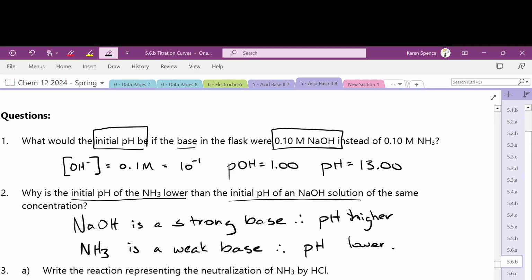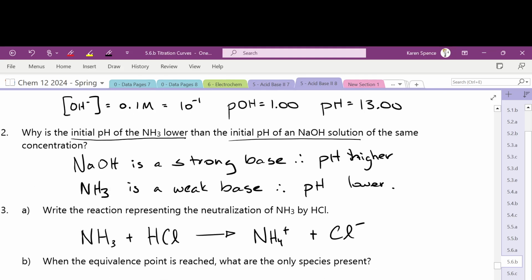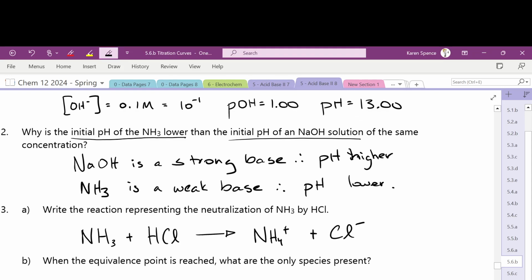NH4 plus and Cl minus. So remember, we are at the equivalence point. What do you need to ask yourself when you get to the equivalence point? When you get to the equivalence point, you need to look at the salt. So who is the salt?